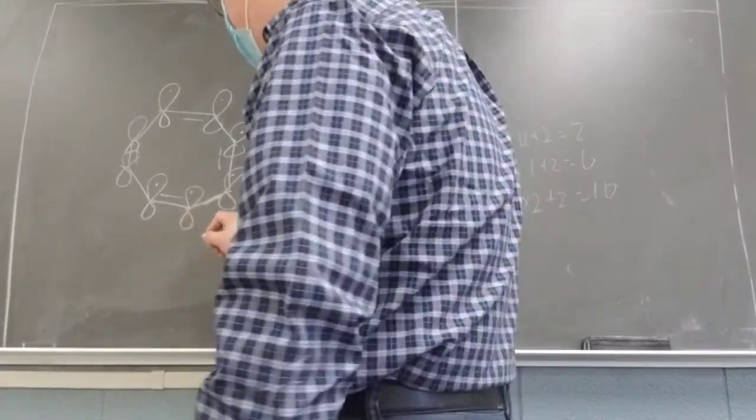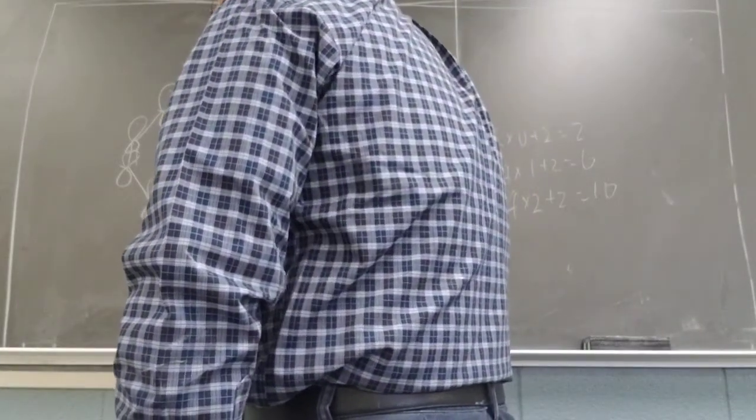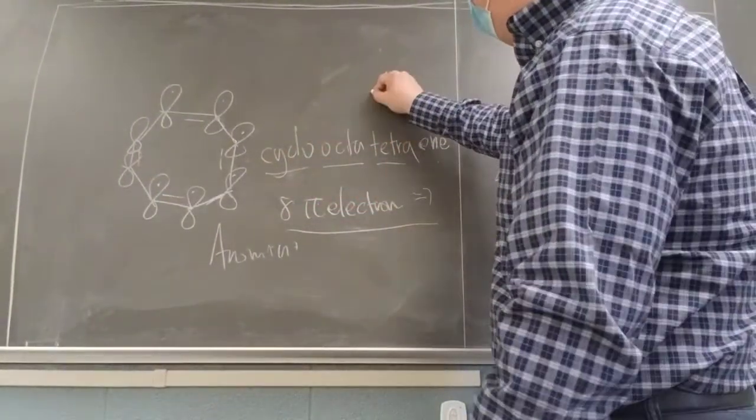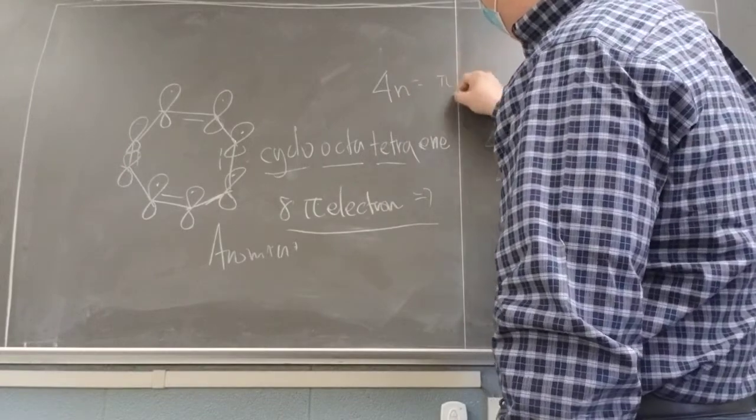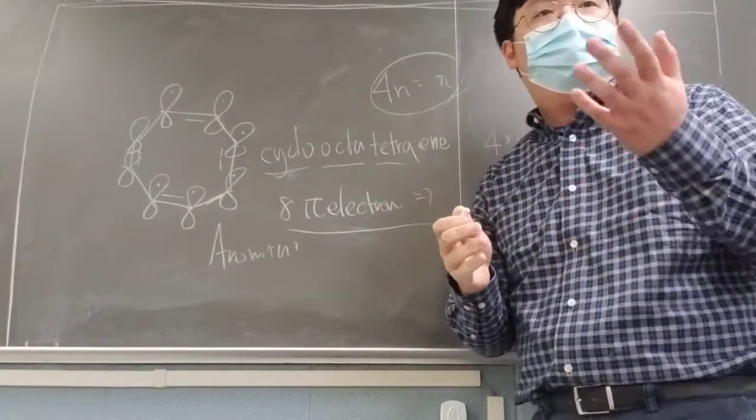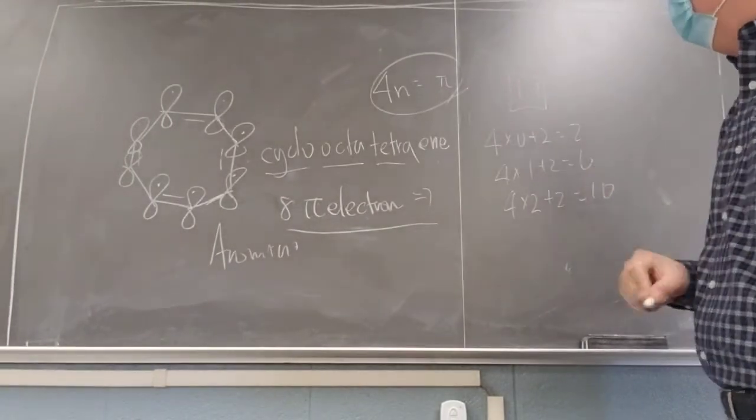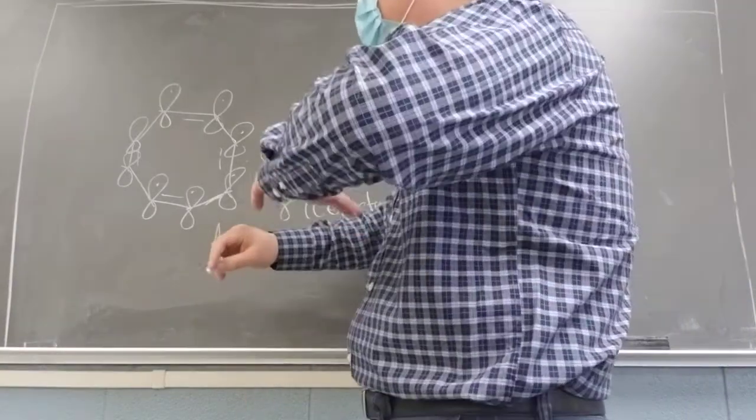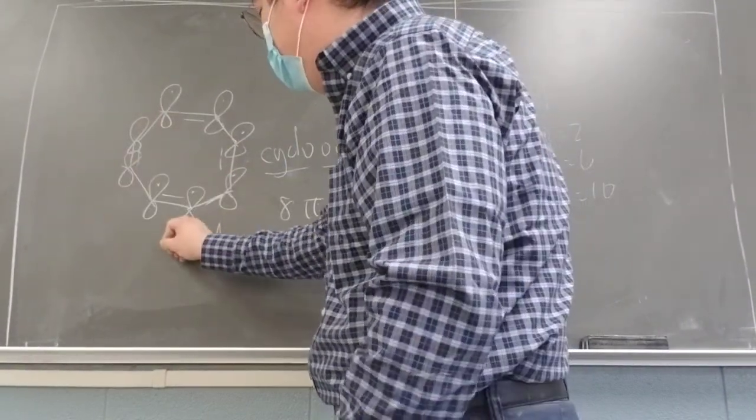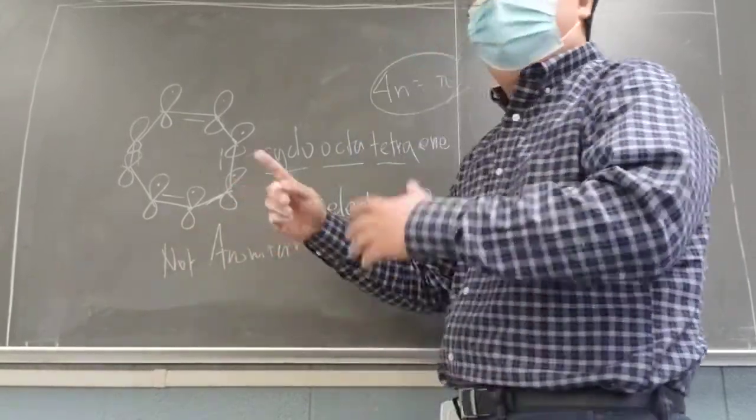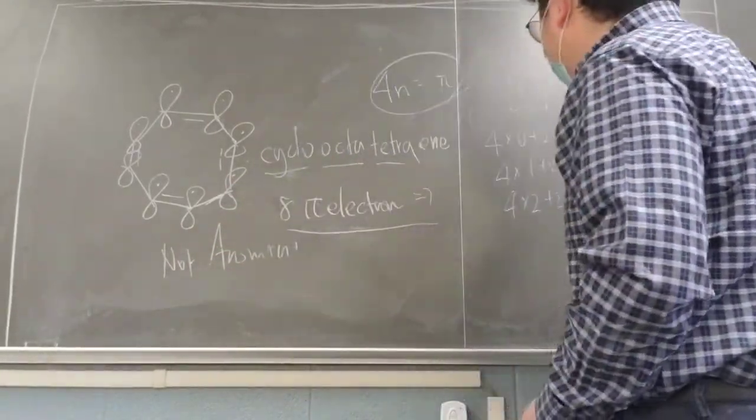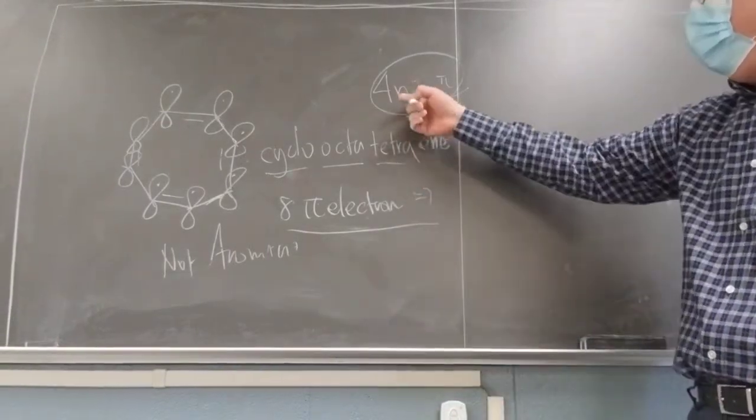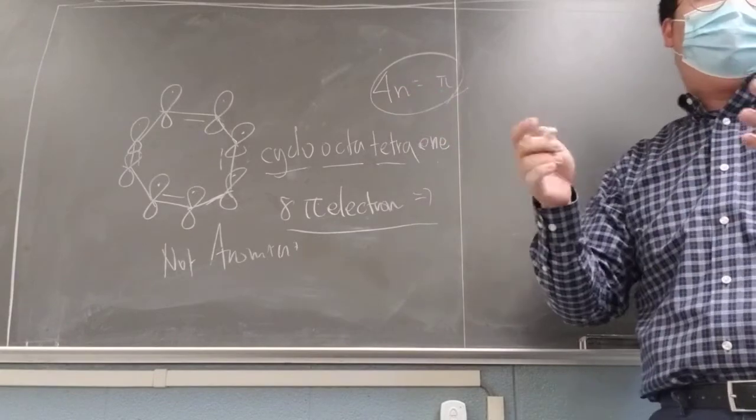Makes sense, right? It's not aromatic. Here's the rule, though you don't have to know it. If there are 4n pi electrons, we call this anti-aromatic. That's why we call cyclobutadiene anti-aromatic. For this one, you don't have to say anti-aromatic. You can just say it's not aromatic because it's not planar. When a cyclic compound is planar and also has 4n pi electrons, it's anti-aromatic.